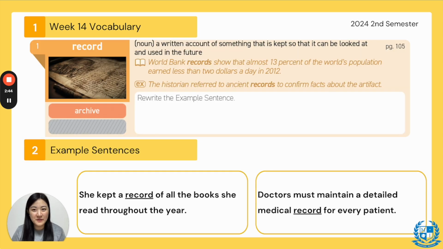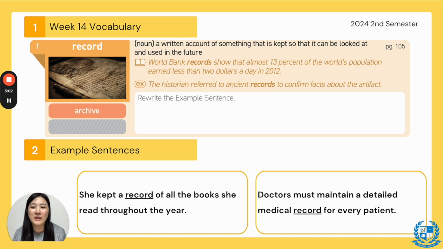So, without further ado, please go ahead and get your vocabulary workbook and turn to week 14, which is on page 116. Are you there? Good, let's start.